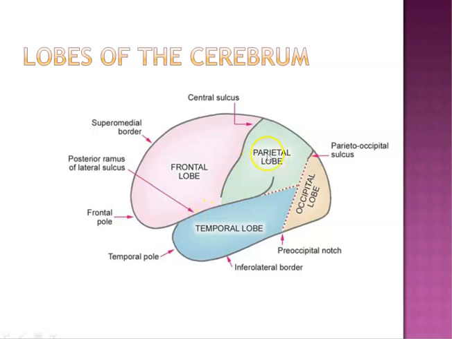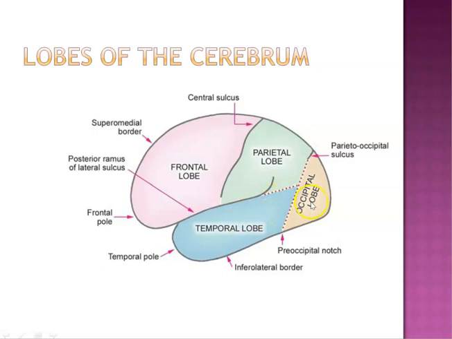Coming back to the parietal lobe, it lies behind the central sulcus, that is posterior to the central sulcus. This is the anterior aspect of the parietal lobe and this is the posterior aspect of the parietal lobe, which is covered by the first imaginary line till the midpoint. Inferiorly, the parietal lobe is bounded by the posterior ramus of lateral sulcus and the rest half is covered by the second imaginary line.